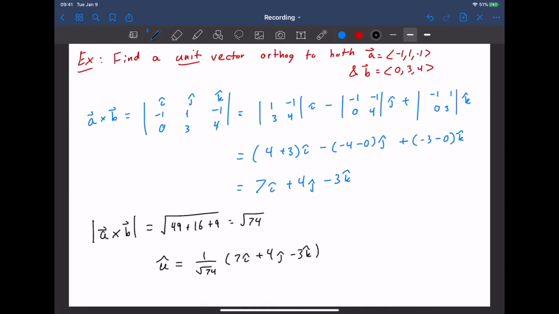And I know one thing that students get hung up on here is, well, if it starts off in component notation, do I have to leave it in component notation? No, absolutely not. You should feel free to leave it in IJK notation. That's literally what I would do.